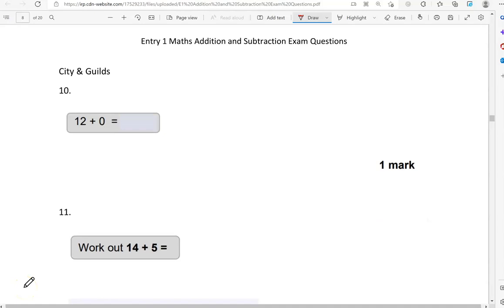We've got to work out 12 adds 0. 0 means nothing. So if you add nothing to 12, the answer is going to be 12 still, no change.